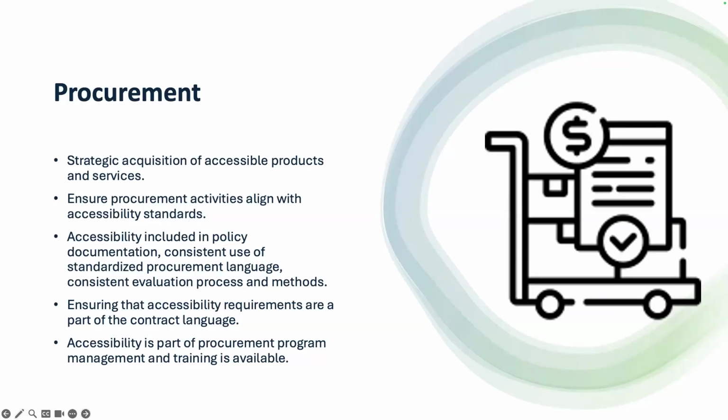Procurement. So this is the process of acquiring third-party tools. You want to have a strategic acquisition of accessible products and services. One thing to think about here is that if you are doing a good job of making your organization accessible and having accessibility maturity, then you don't want to just choose some third party and use their tool throughout your organization if they're not at the same level as you are as far as accessibility is concerned, because then you're sort of starting over again, going back to the start again.